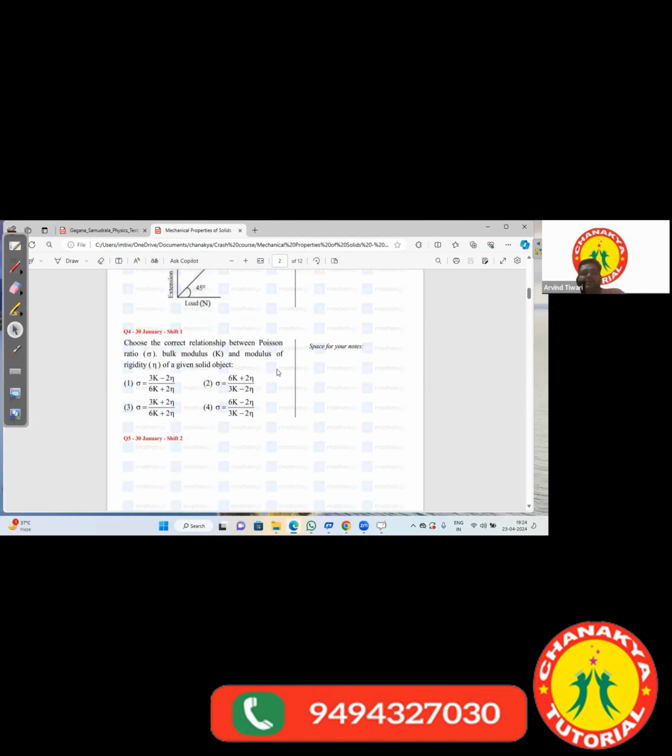Choose the correct relationship between Poisson's ratio, bulk modulus, and the modulus of rigidity, eta, of a given solid object. I think we have not discussed the Poisson's ratio. Once we discuss the Poisson's ratio, we'll include all three and see how all three are related to each other.